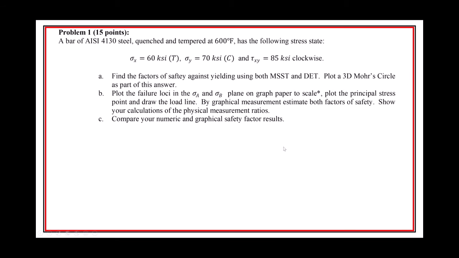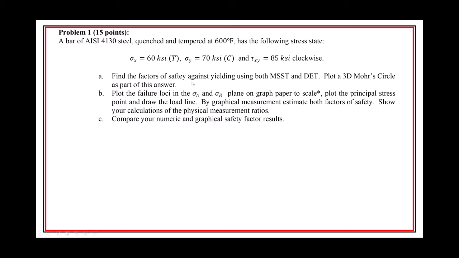All right, so problem 1, we have this bar. It's made of ANSI 4130 quenched and tempered at 600 degree Fahrenheit steel. And it's got a stress state of 60 KSI in tension in the X direction, 70 KSI in compression in the Y direction, and 85 KSI of shear.